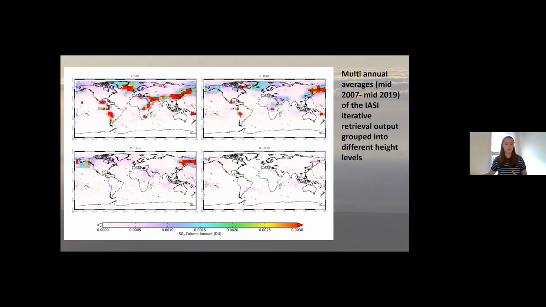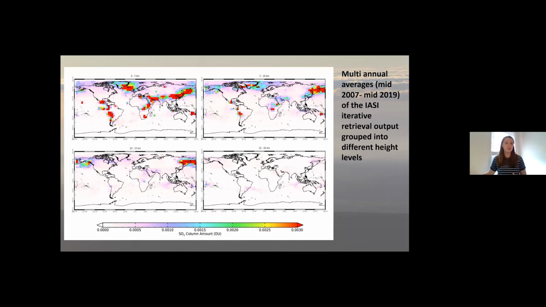So 0 to 5 kilometers, 5 to 10, 10 to 15, and then 15 to 20. And unsurprisingly, these results are quite different for different levels. So close to the surface, particularly for 0 to 5 kilometers, we can identify a number of different SO2 hotspots. For example, over Central and South America is a good example, where we've got some really strong sources of SO2. And most of these are likely to be volcanic.